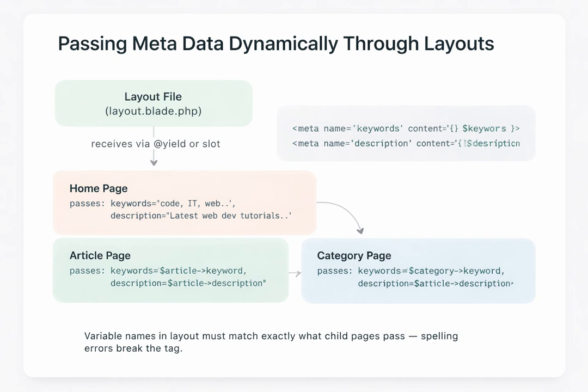One very important lesson here: if you misspell the variable name, even one letter off, the tag will render empty. This actually happened during development, where both keywords and description were misspelled, causing the meta tags to show up blank in the page source.